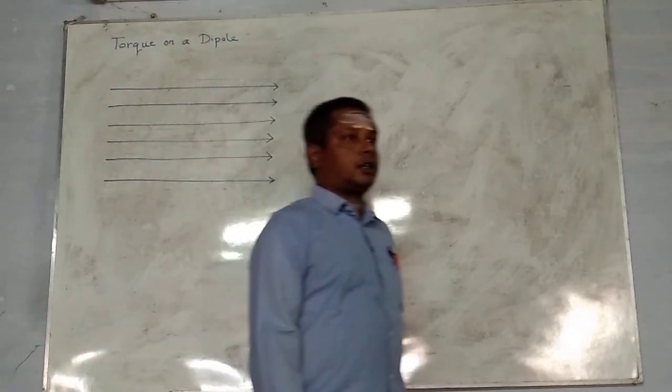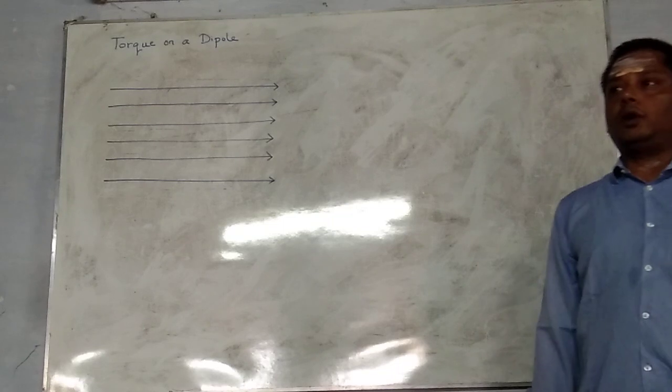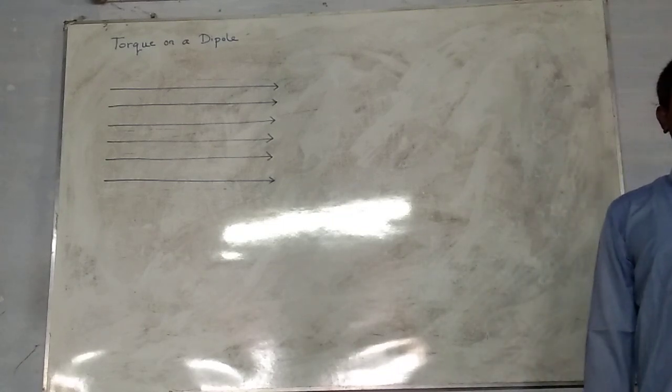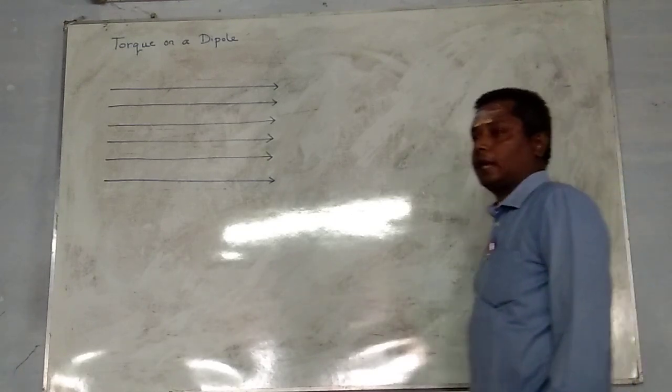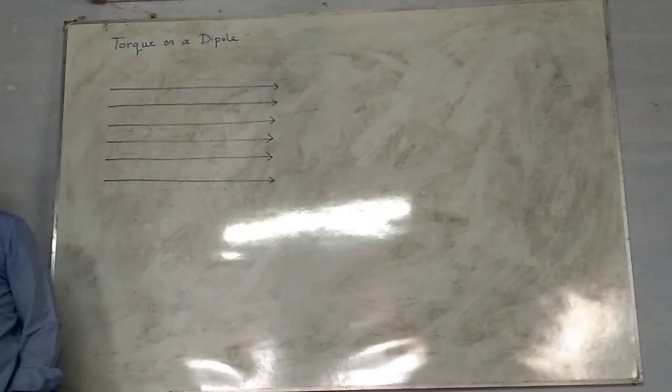இது ஒரு 3 mark or 5 mark question. Very simple ஆன ஒரு 3 or 5 mark question. Derive an expression for torque experienced by an electric dipole placed in uniform electric field.